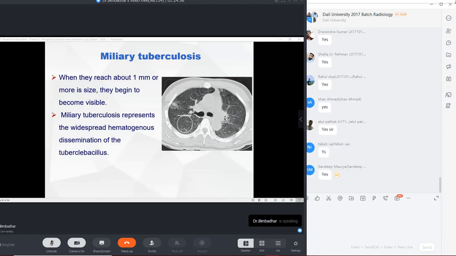But try to understand the radiographic features, because the diagnosis of tuberculosis is highly investigative, made on radiology. Radiology has got a 99% sensitivity and specificity for diagnosis of tuberculosis. So you cannot ignore this disease. Okay?